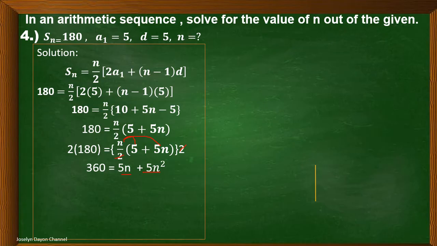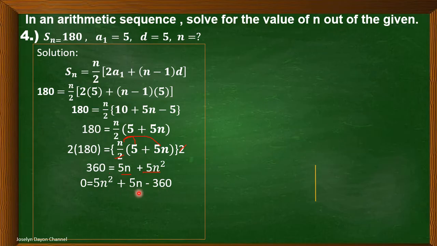Next, we have to write this equation in quadratic form so we can solve for the value of the variable. So this time I'm going to transpose 360 to the right side of the equation, so the quadratic term will be positive, and it would be easy for us to factor. So we copy 5n squared, copy 5n. I just rearrange, starting with the quadratic term followed by the linear term, and lastly negative 360. From positive it became negative 360.